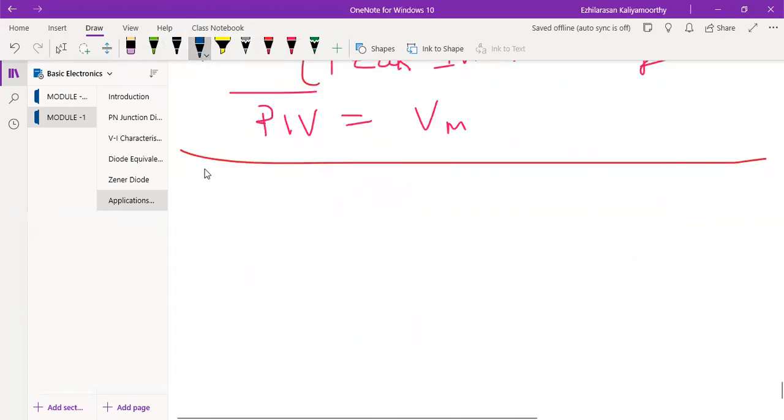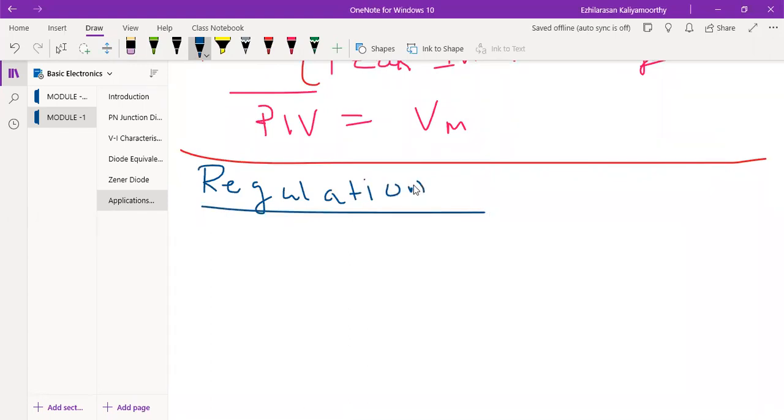So the next one is regulation. This is one of the terms. Now, what is the regulation? The regulation means the variation of output voltage with the change in load current. That is why you can say the regulation is nothing but the variation of output voltage.